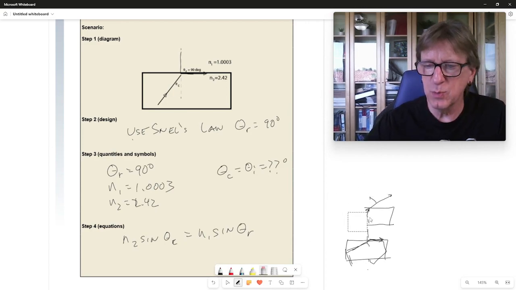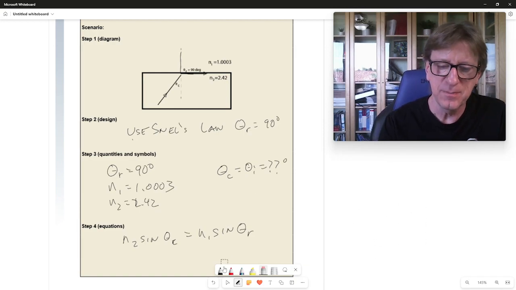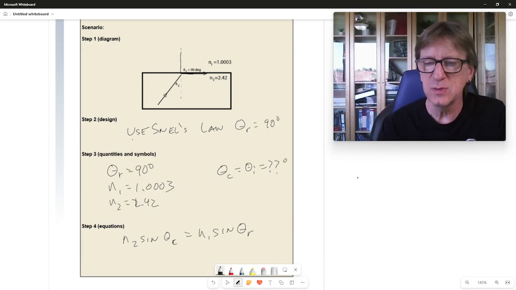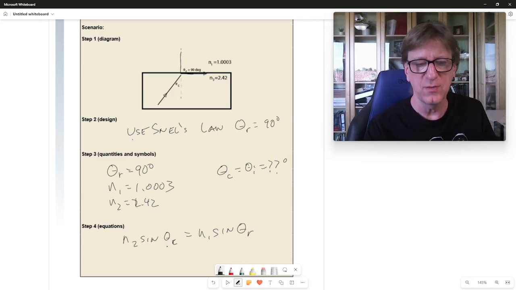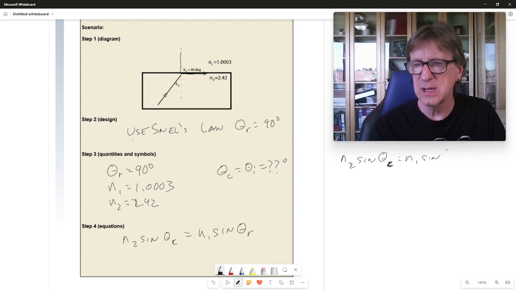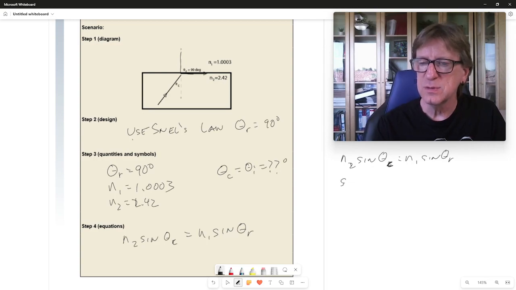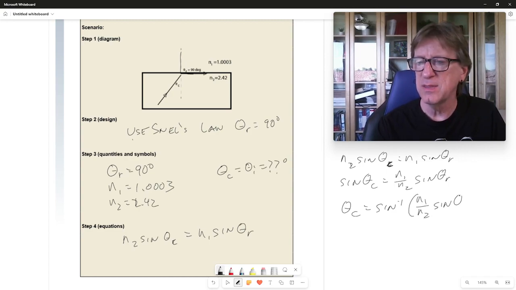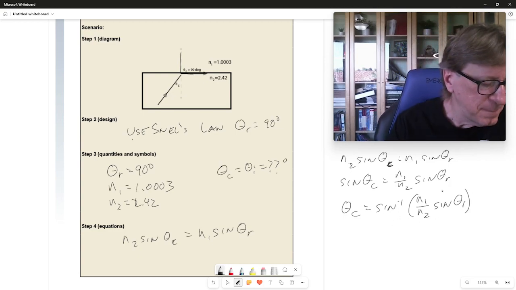You can use the next page for working this out, but I'll just do it over to the side here. So all I need to do is solve for sine theta C. N2 sine theta C is going to equal N1 sine theta R. So sine theta C must equal N1 over N2 sine theta R. And so theta C is going to be the inverse sine of N1 over N2 sine theta R. Just like that.